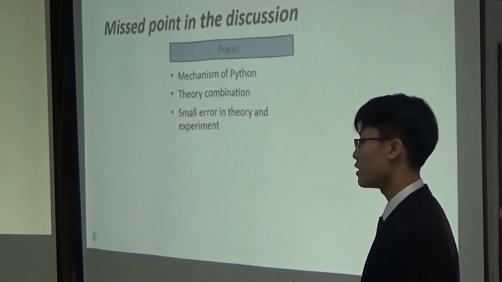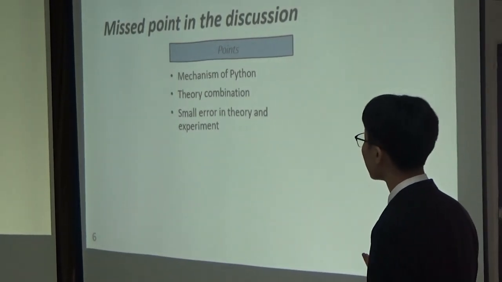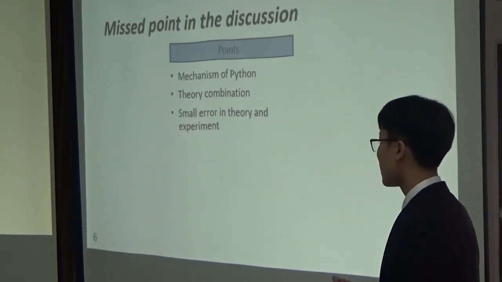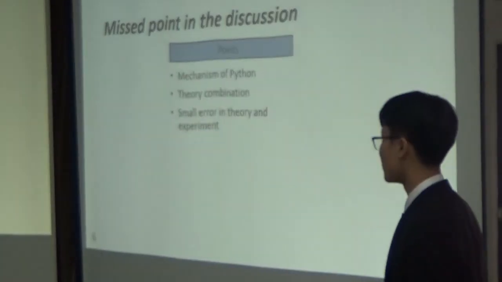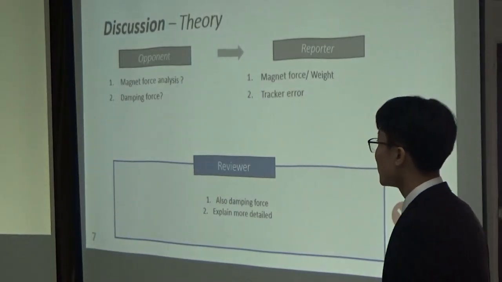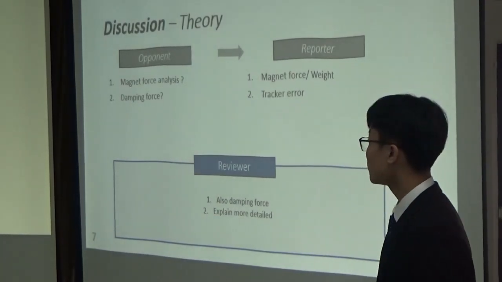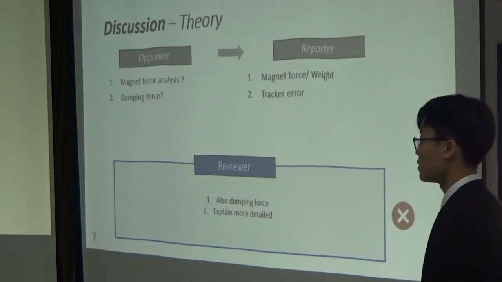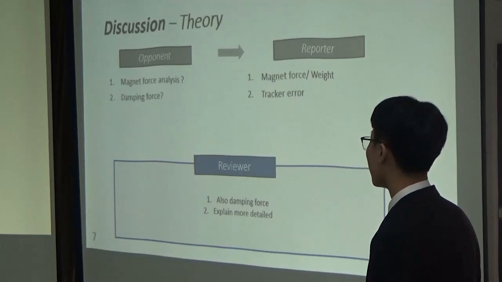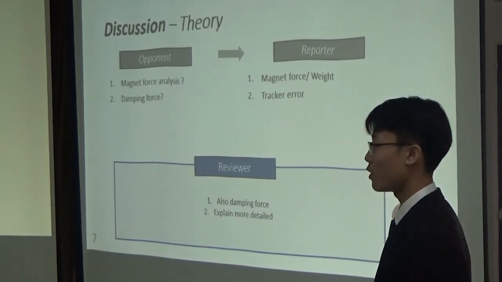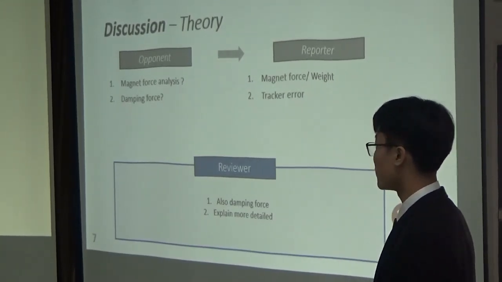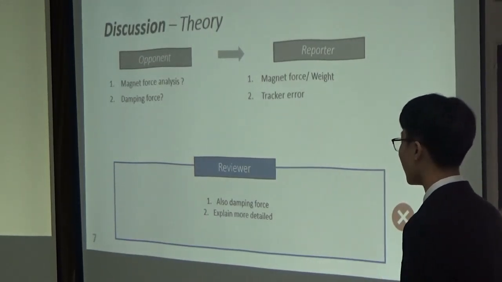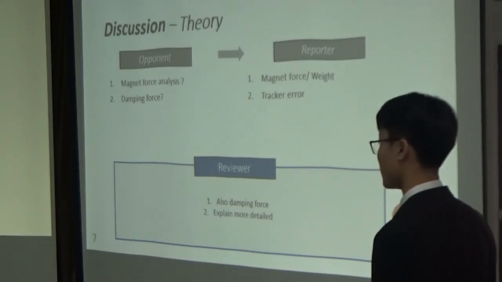And I think that in their discussion, there are some mixed points like the mechanism of Python, theory combination, and small error in theory and experiment. About the discussion, the opponent asked about the magnet force analysis, and the reporter said the magnet force and also the weight are the force they use, F. And I think he should also have the damping force to explain it. The second is damping force, and he said he used tracker error. I think he can explain more detail about it.